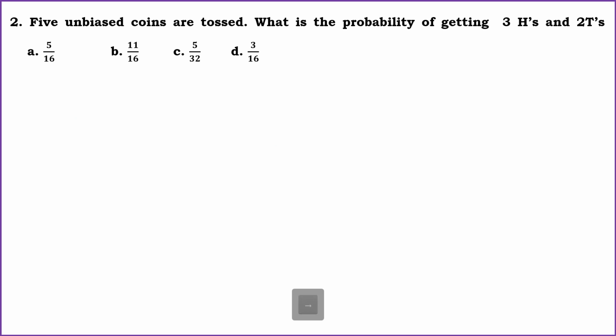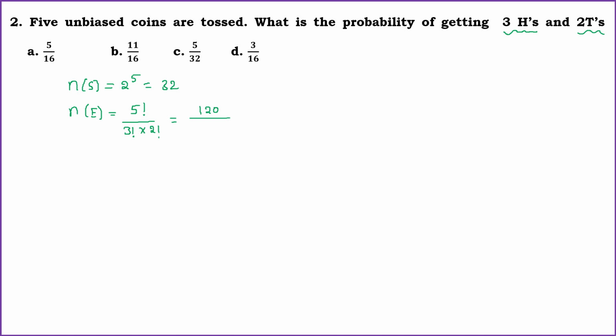Now have a look at the second question. 5 unbiased coins are tossed. n of the sample space is 2 power 5, which is 32. Now I want to find n of E, the possible events: 3 heads and 2 tails. A total of 5 things can be arranged in 5 factorial ways, divided by 3 factorial since head is repeated thrice, into 2 factorial since tail is repeated twice. 5 factorial is 120, divided by 6 into 2, 12. You'll get 10. So P of E is 10 by 32, which is 5 by 16.